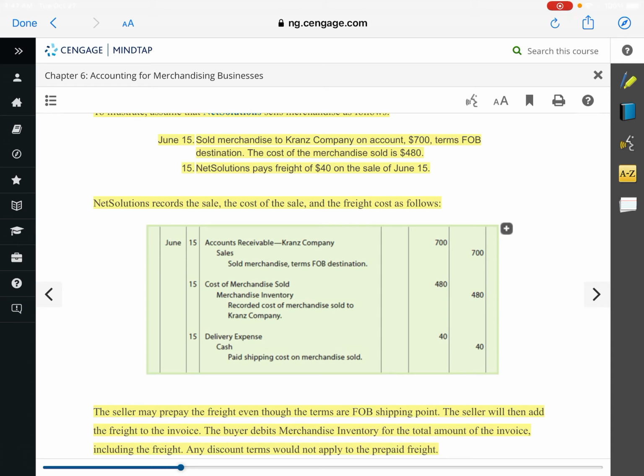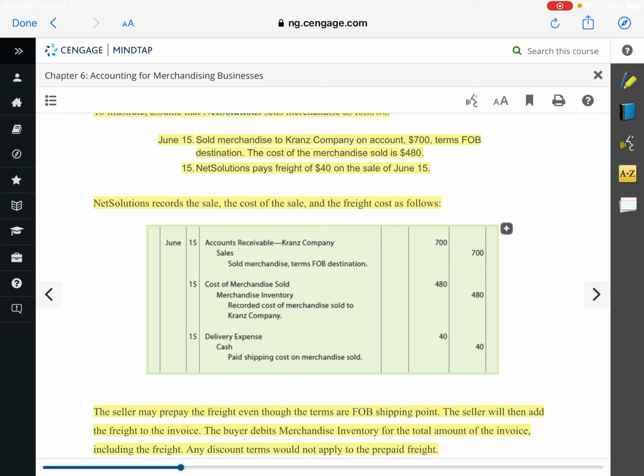So what's the first thing that we should do? Are we the buyer or the seller? The seller. All right, we know that because it says Net Solutions sells merchandise. We also know it because the first sentence says that we sold merchandise. So anytime that we're the seller, that should trigger in your brain that we're going to need two journal entries to account for that sale. The first to record the sale, the second to record the expense that was associated with the sale.